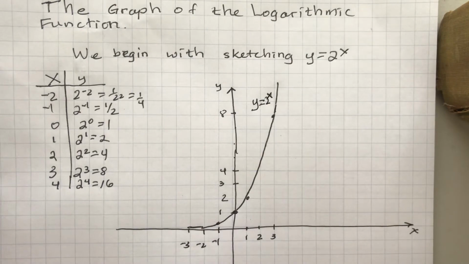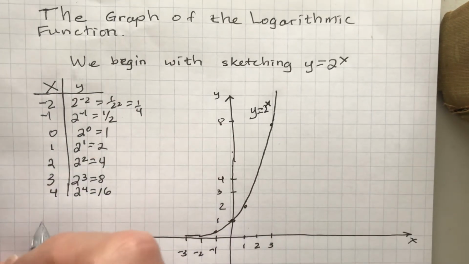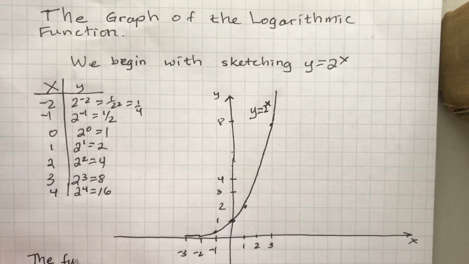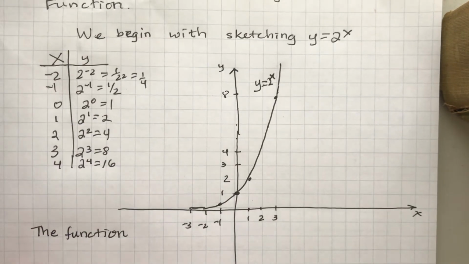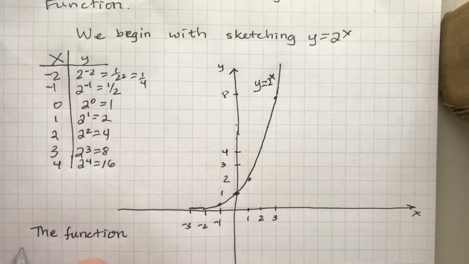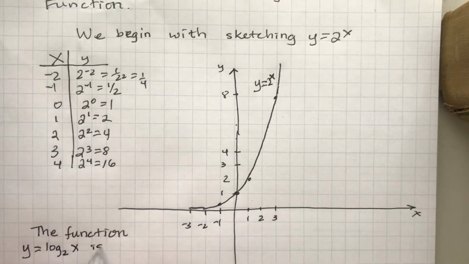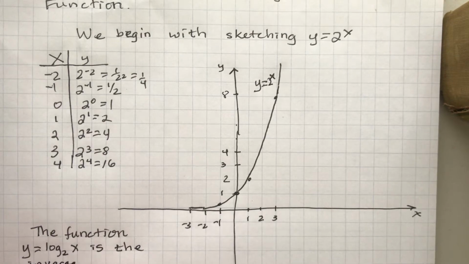Now the video is called the graph of the logarithmic function. The logarithmic function is the inverse of the exponential function. It depends on which base we're using. The function y equals log base 2 of x is the inverse function of y equals 2 to the x.